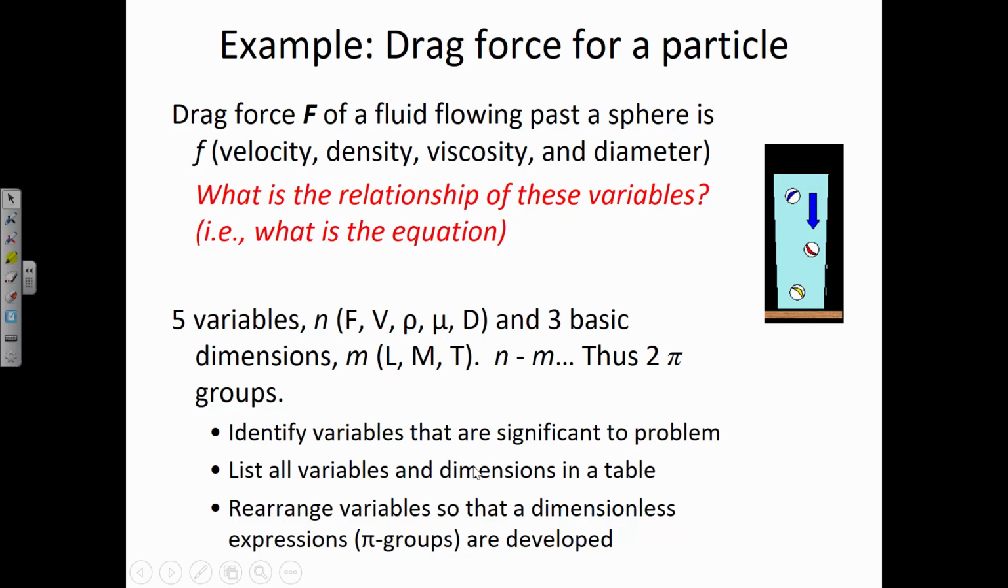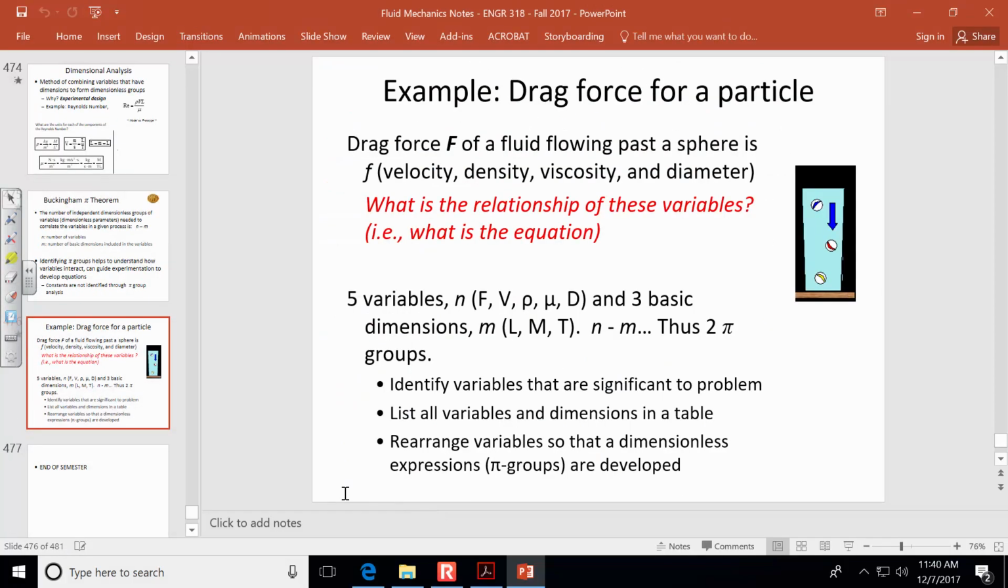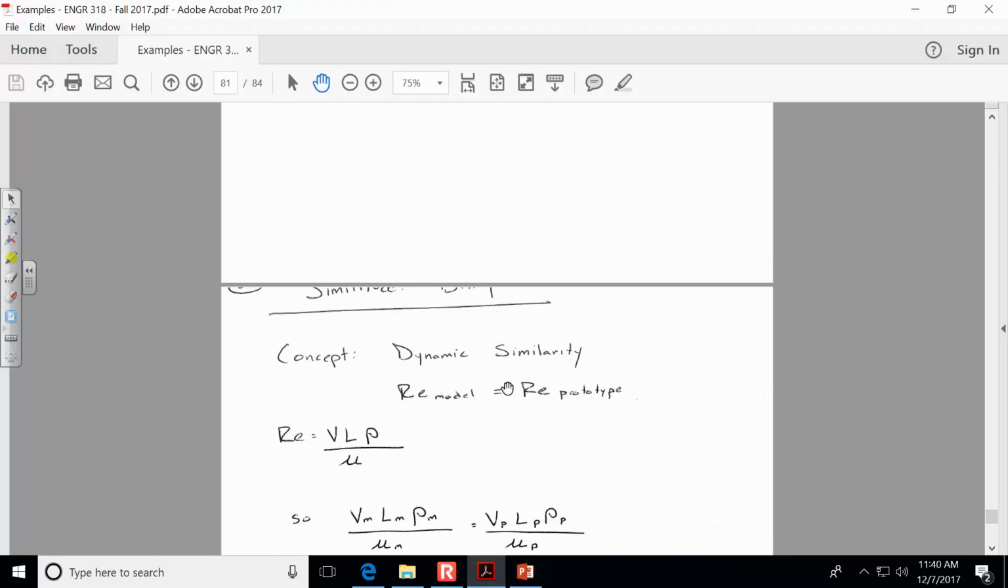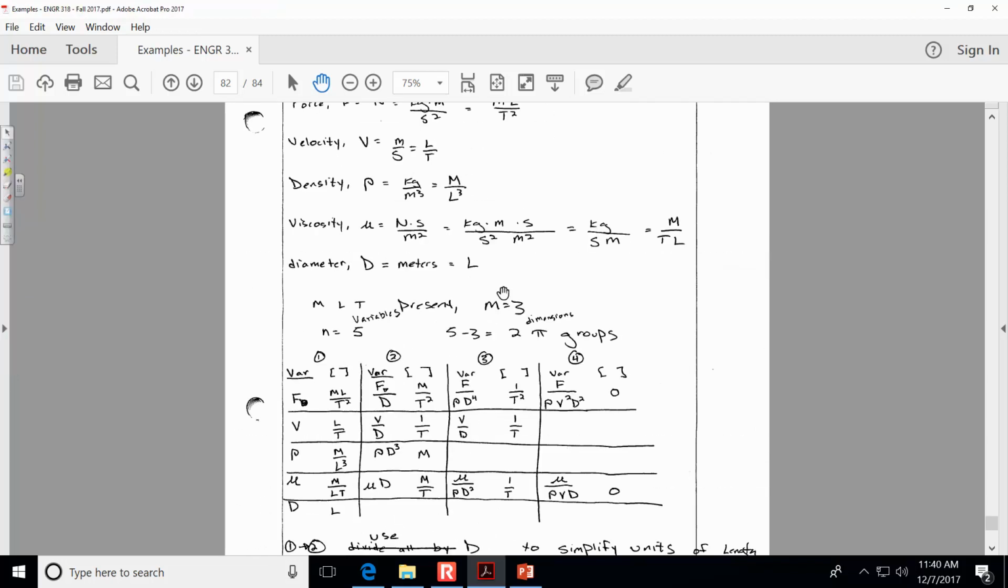List the variables and dimensions in a table, and then rearrange the variables so that a dimensionless group is developed. And so I'm going to do this on the whiteboard so that you can follow along if you're watching the video. I'm going to turn the screen off because I don't want to spoil it. You know, I don't want to do a spoiler alert here. I'll put it here. All right. So write this in your notes.